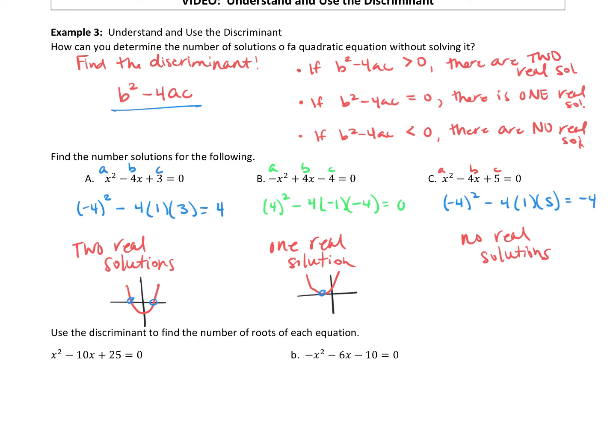What does a graph of a parabola look like that has no real solutions? That just means your parabola does not cross the x-axis at all.